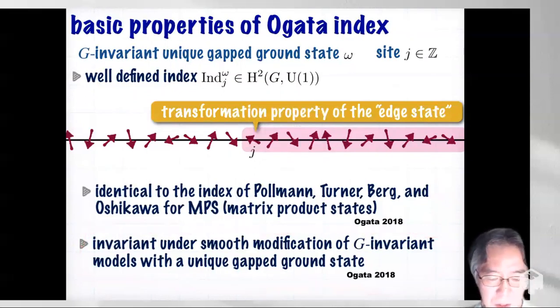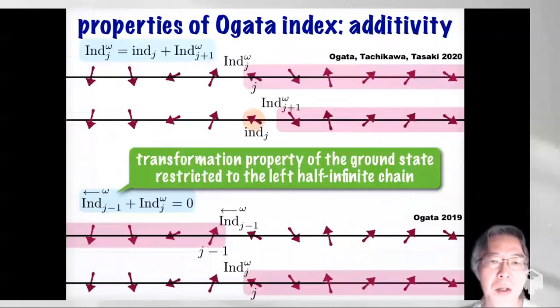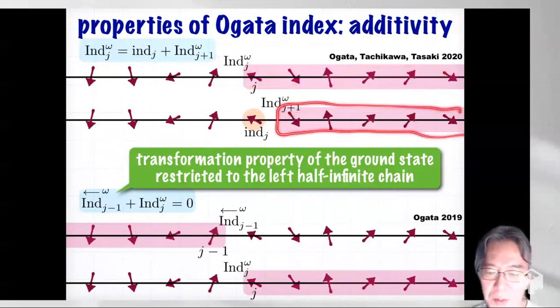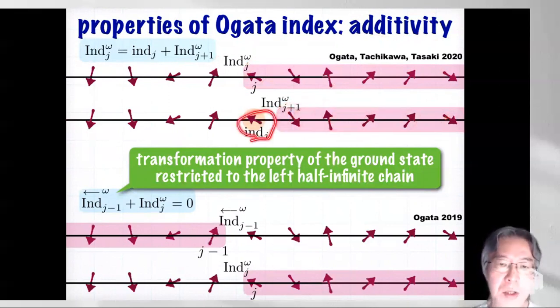This index is invariant under smooth modification of G invariant models with a unique gapped ground state. So this is in a sense a topological index. Further properties: this is a property called additivity. So this IND J describes the transformation property of this half infinite portion of the chain. IND J plus 1 describes the transformation property of this half infinite portion of the chain. And here, lowercase IND describes the transformation property of a single spin here. So this is a spin index.